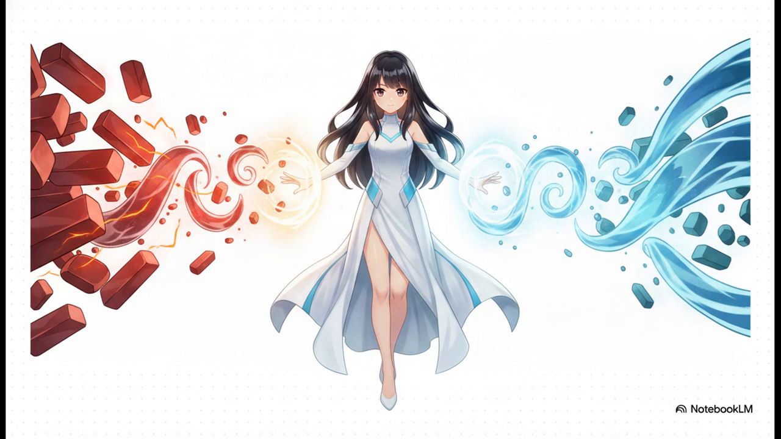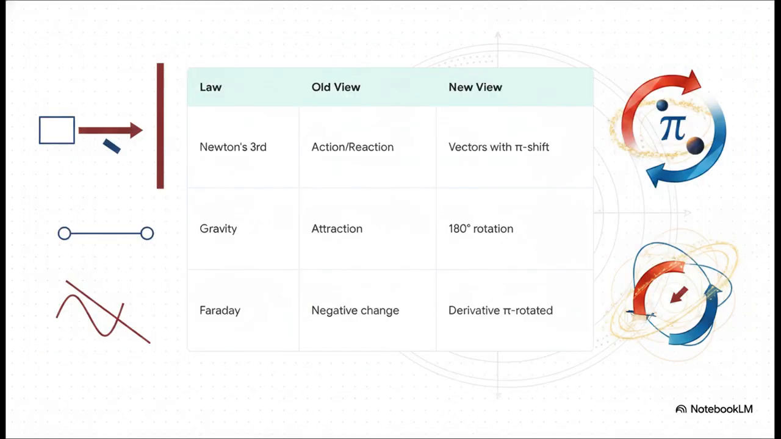Section 3. Rewriting classical physics laws. Now that we've got our new rotational rulebook established, let's go ahead and apply it to the heavyweights of classical physics. We're going to take the bedrock equations that govern our everyday world and see exactly what happens when opposition becomes rotation. Just look at Newton's third law. The old interpretation was simple action and reaction opposition. You push the wall, it pushes back in a straight line.